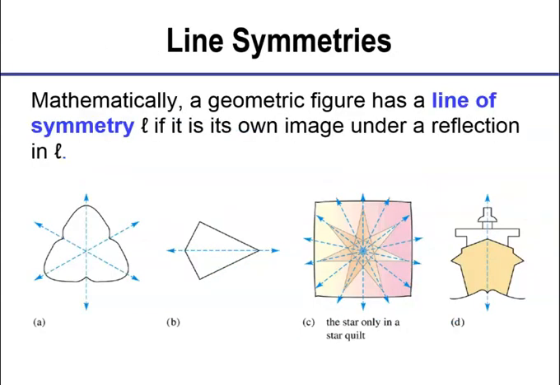All right, how about symmetries? Line symmetries. Mathematically, a geometric figure has a line of symmetry L if it is its own image under a reflection in L. So notice the line symmetries here. We have a vertical line symmetry in figure A, and then we have these two others. And so ignore the two others for a minute. Just focus on the vertical. If that were a mirror, do you see that it just reflects through?